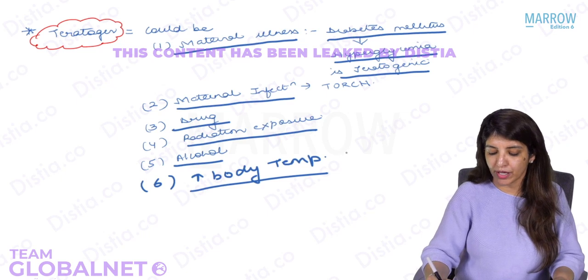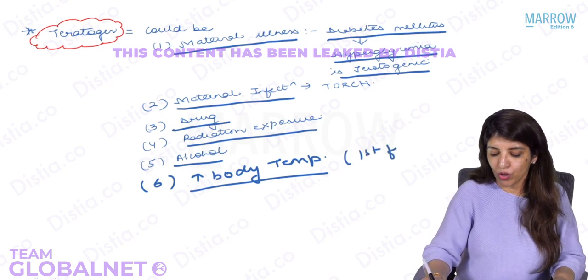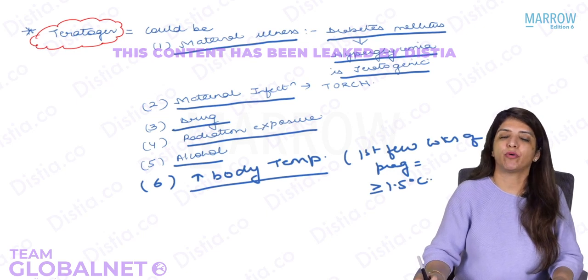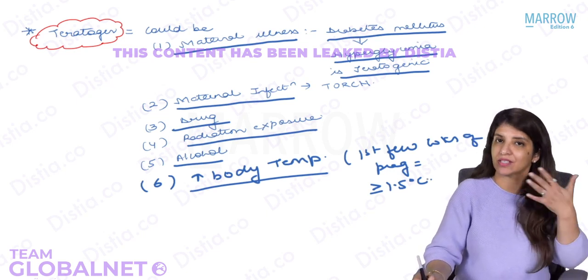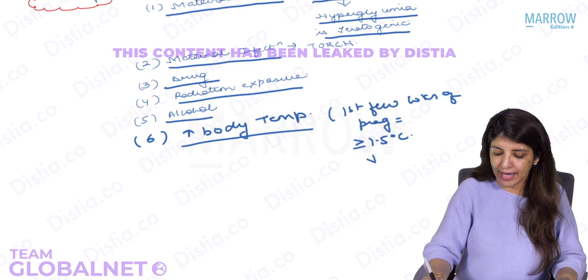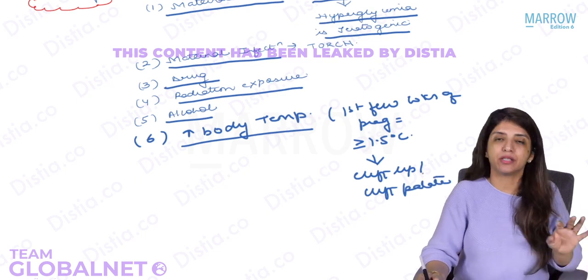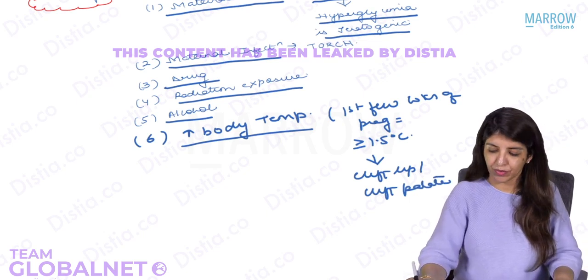So if in the first few weeks of pregnancy the body temperature of the mother rises by more than or equal to 1.5 degrees Celsius and it is a sustained rise, then it can lead to cleft lip or cleft palate. So even hyperthermia is teratogenic, right?